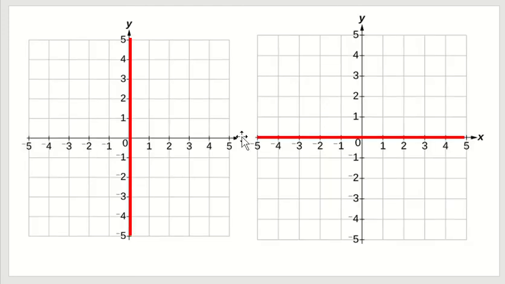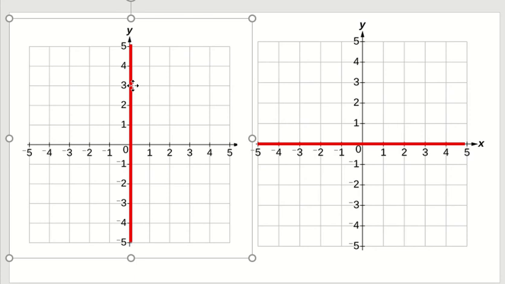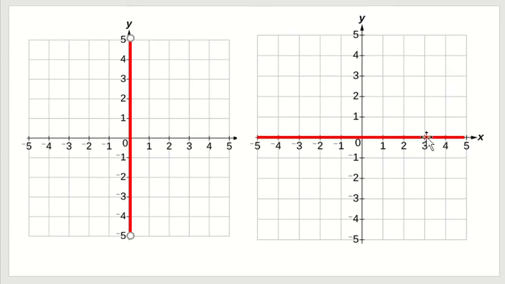Okay, so now we go to this question. Here, this line. What is this line? What is the equation for this line? What is the equation for this line? And what is the equation for this line?